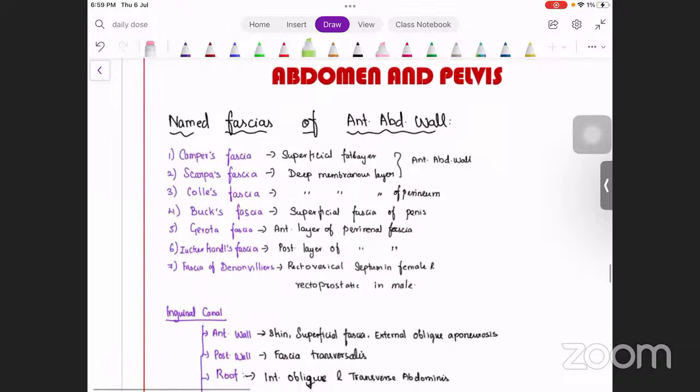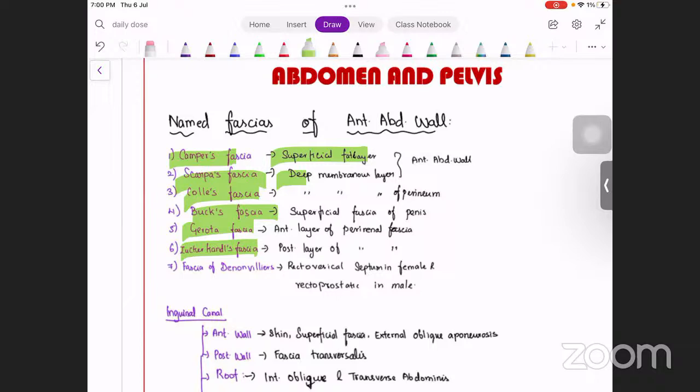Moving on to the abdomen and pelvis, you have the named fascias in your anterior abdominal wall. Camper's fascia is the superficial fascia of your anterior abdominal wall, while Scarpa's is the deep fascia. Apart from that, in the perineum, you have Colles fascia, which is the deep membranous layer of your perineum, and Buck's fascia, which is the superficial fascia of your penis, and Gerota's fascia, the anterior layer of your perirenal fascia, and Zuckerkandl, the posterior layer.